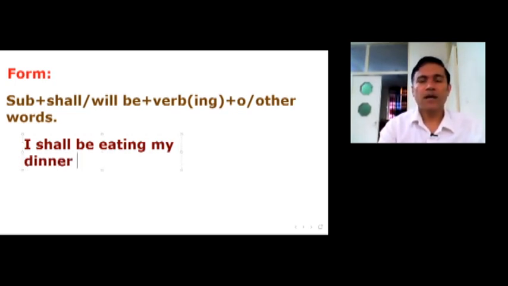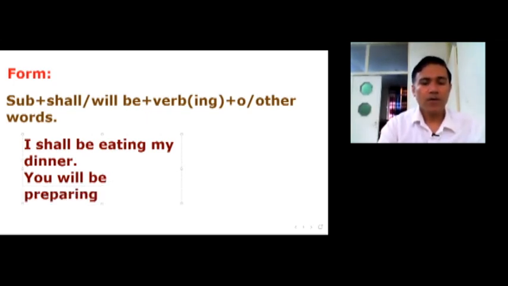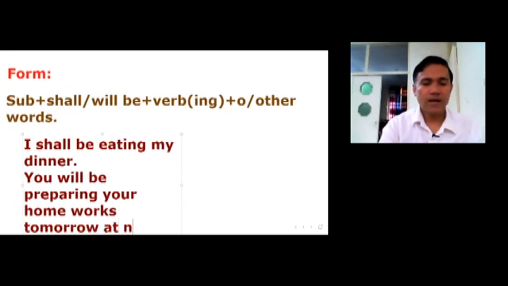আমি রাতের খাবার খেতে থাকবো. Or we can say you will be preparing your homework tomorrow at night. Okay?